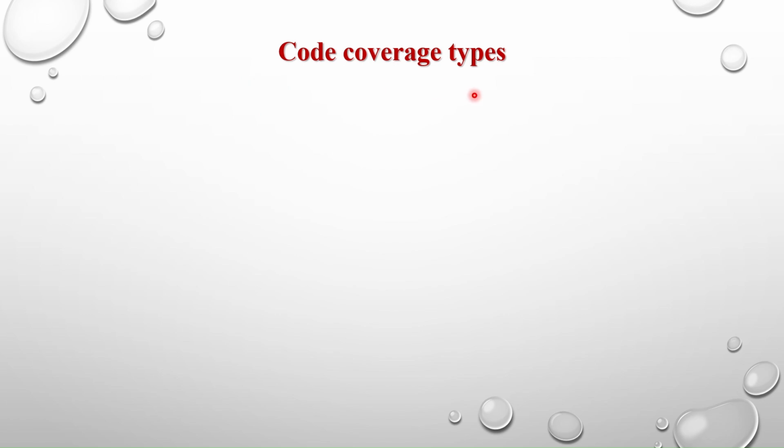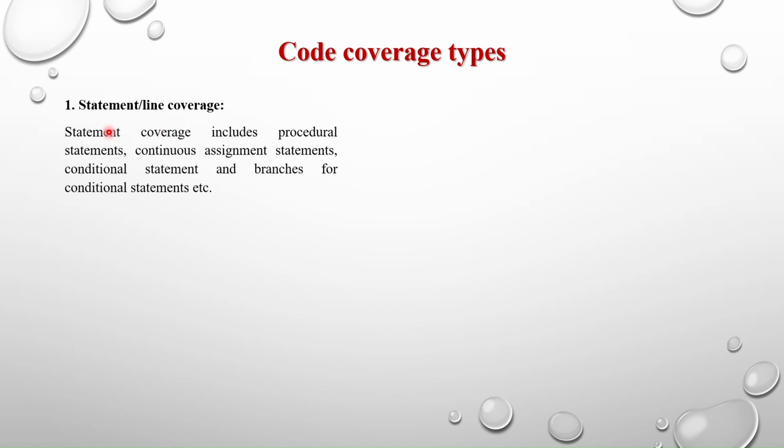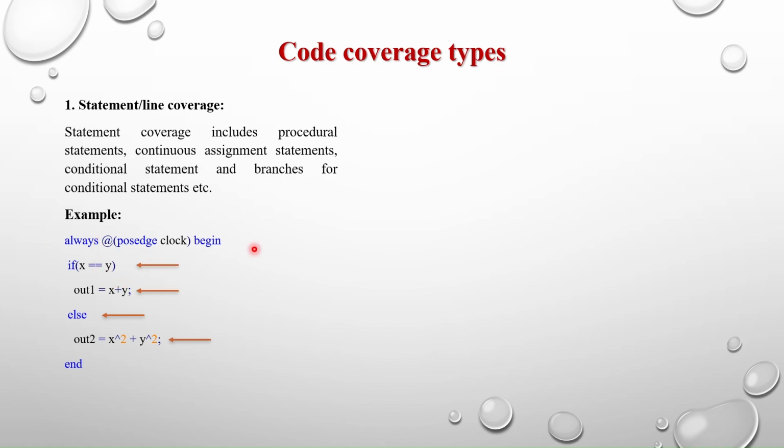So now we will see the types of code coverage. The first one is statement or line coverage. What is statement or line coverage? Statement coverage includes procedural statements, continuous assignment statements, conditional statements, and branches for conditional statements. For example, here I have a code snippet: always at posedge clock, begin, if and else statement. This is one if statement or line, this is one statement, and this is one statement. Whether all these statements or lines have been covered by your testbench or not. This is the design code; by giving some stimulus to the DUT, whether you have covered this line or not will be measured by statement or line coverage.